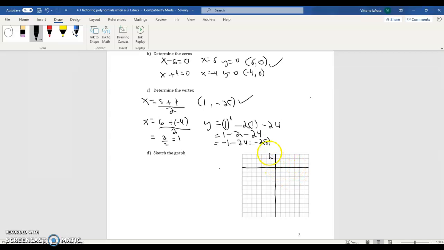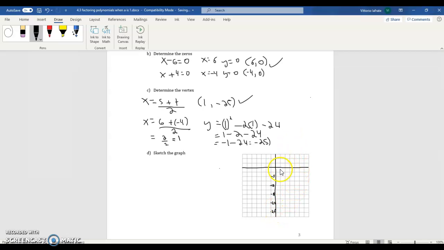So let's see, an appropriate scale. We can go up by 5, we can go up by 2s, by 4s, even 2.5. Let's try that. So if we go up by 2.5, that means that this would be negative 5 over here, negative 10 over here, negative 15 over here, negative 20, negative 25 over here.